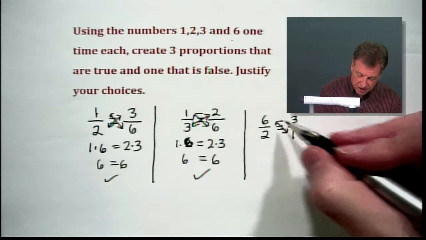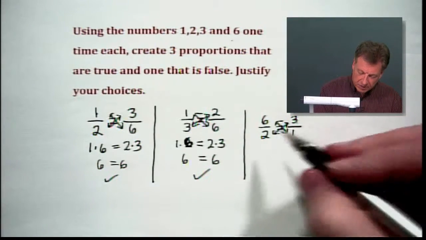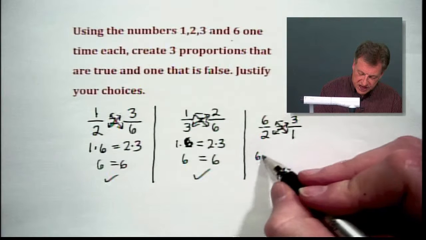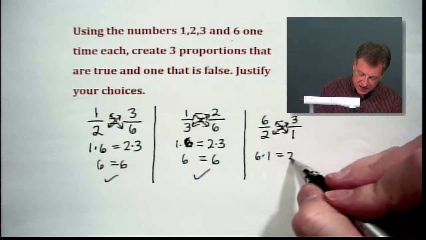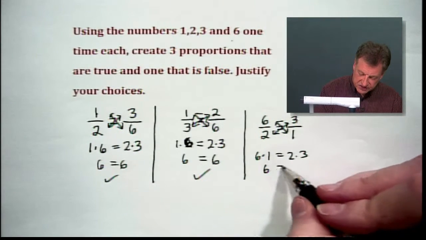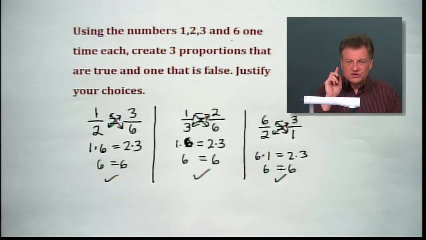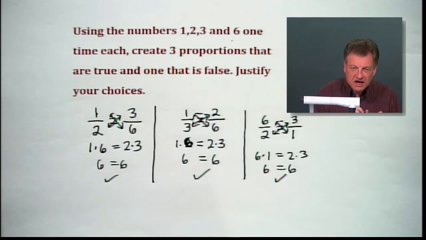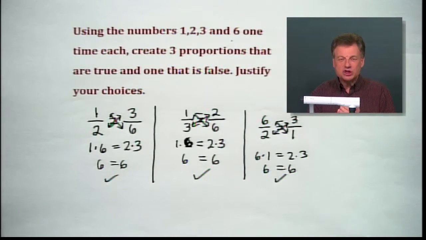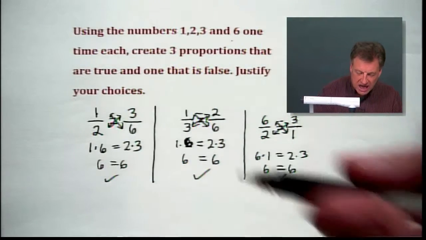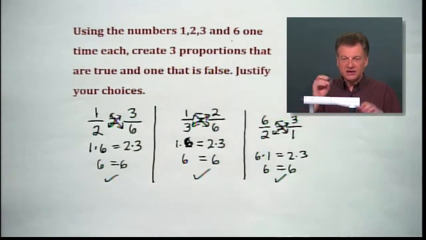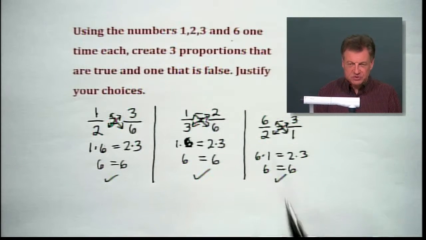You've seen these 6s. You're probably getting sick of them, all right? Bunch of them, aren't there? But this time, how about it? We got 6 times 1 equaling 2 times 3. I'm going to go with 6 equals 6 again. So in other words, all 3 of these were legitimate ways to have a proportion that works, comparing these 4 numbers. Each proportion gave us 6 equals 6.